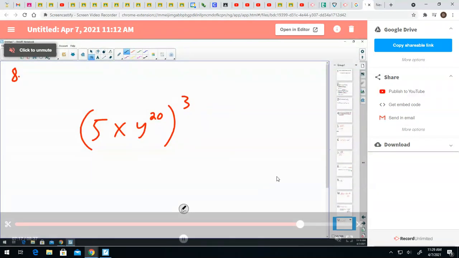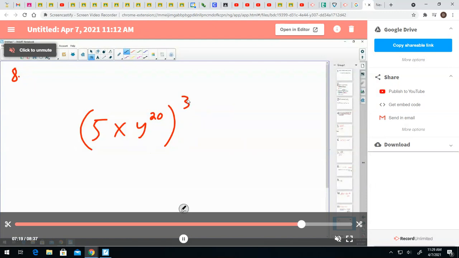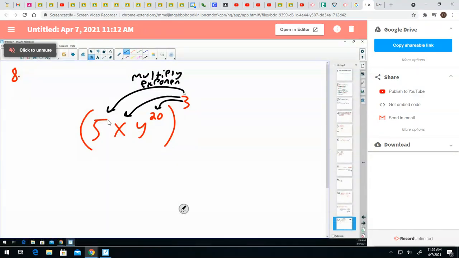And finally, number 8. We're going to distribute this exponent to each exponent. We're going to multiply the exponents here because it's our power rule. Remember, this 5 and this x is really to the first power. Don't leave those guys out.